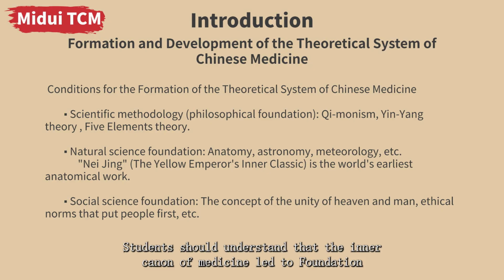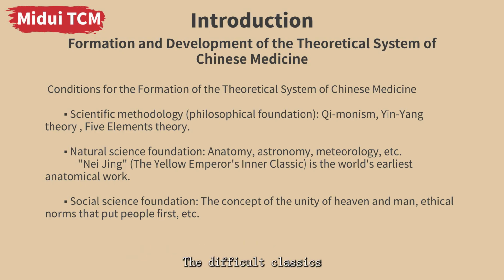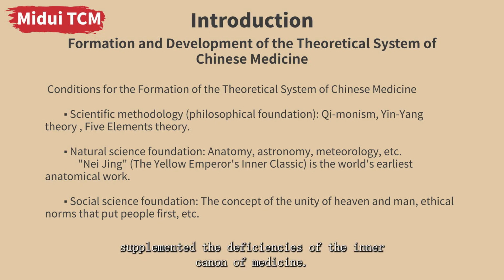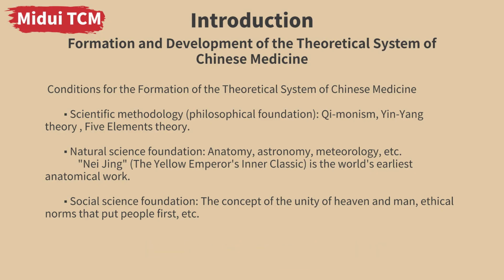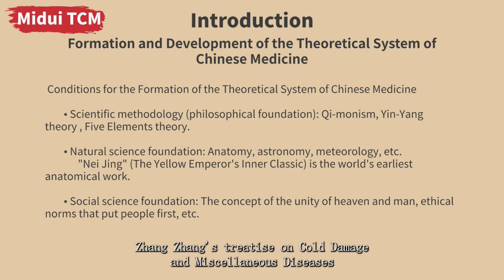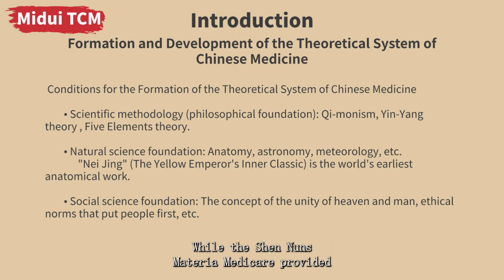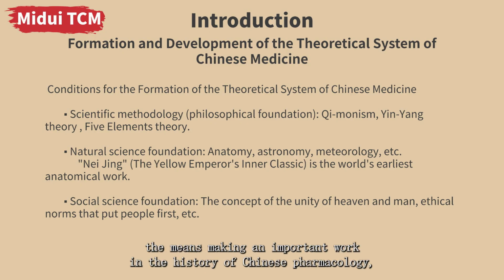Students should understand that the Inner Canon of Medicine laid the foundation for medicine, outlining the rudimentary framework of basic concepts and theories. The Difficult Classic supplemented the deficiencies of the Inner Canon of Medicine. How were the theories constructed in these works applied in practice? Zhang Zhongjing's Treatise on Cold Damage and Miscellaneous Diseases utilized the theories of the Inner Canon of Medicine to address illnesses, while the Shen Nong's Materia Medica provided the means, marking an important work in the history of Chinese pharmacology.